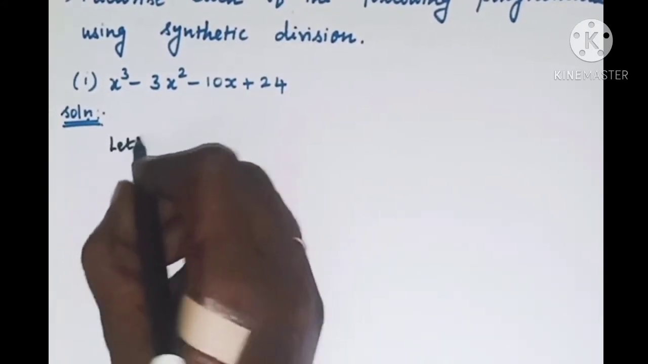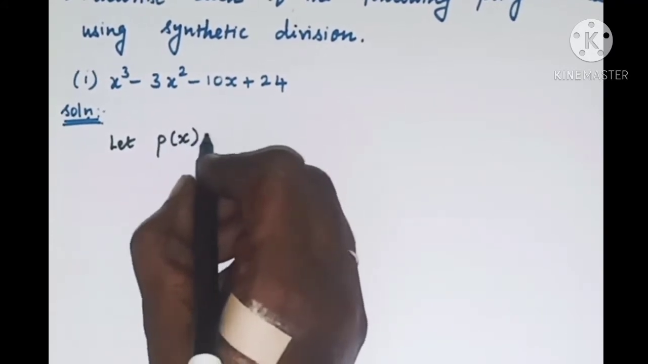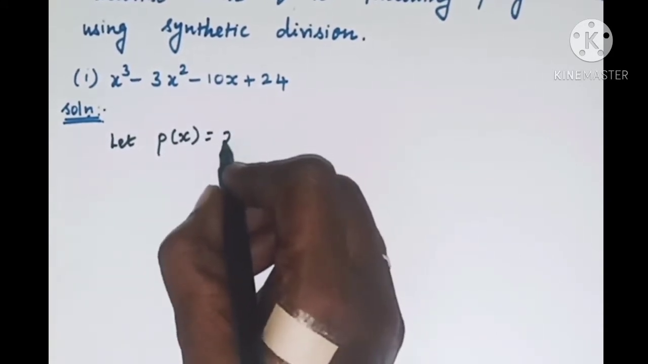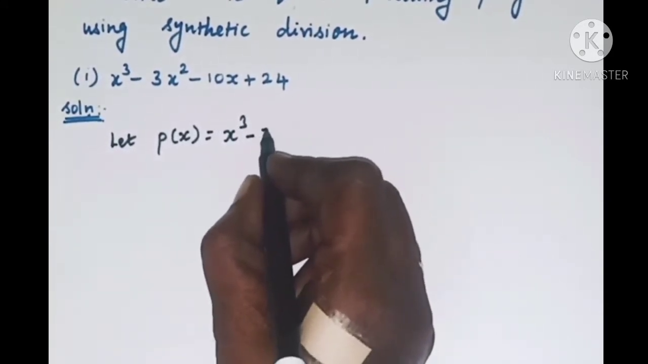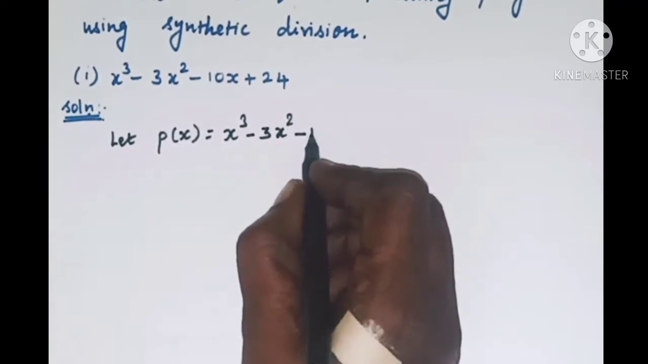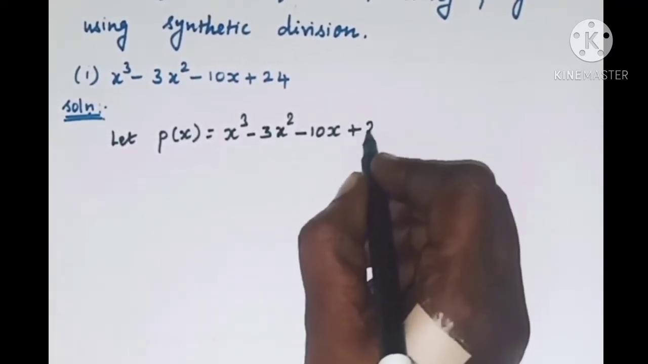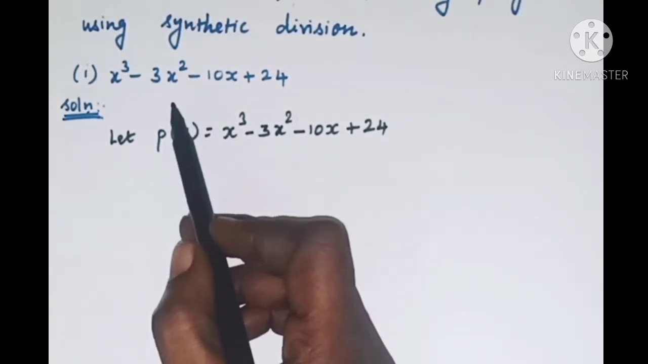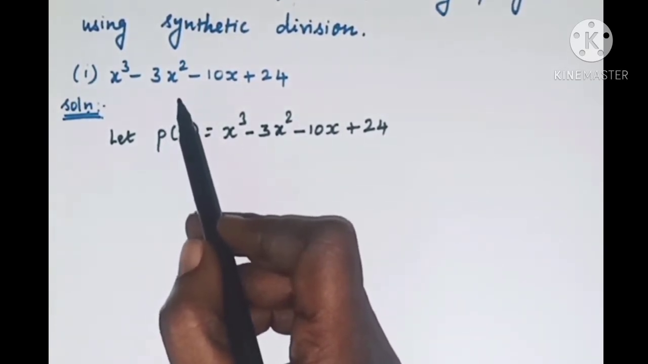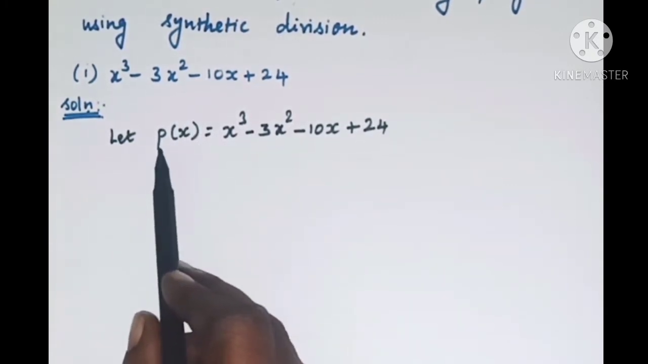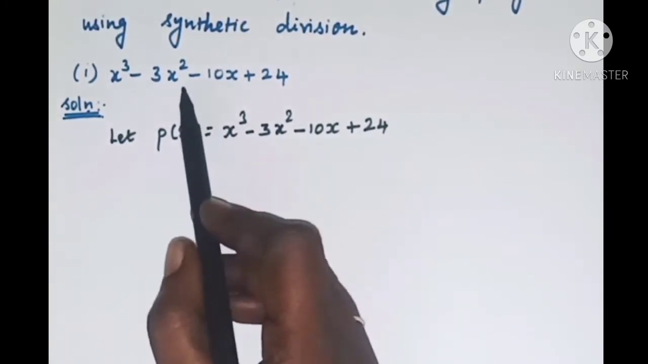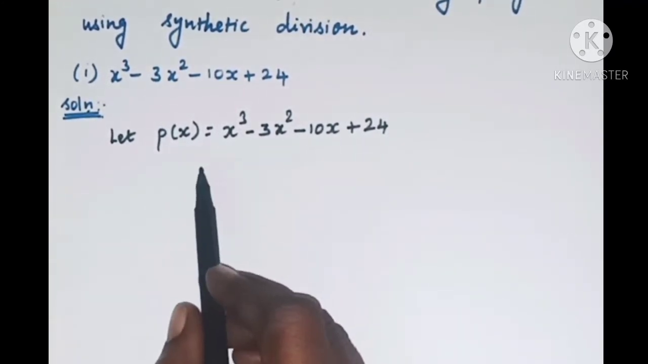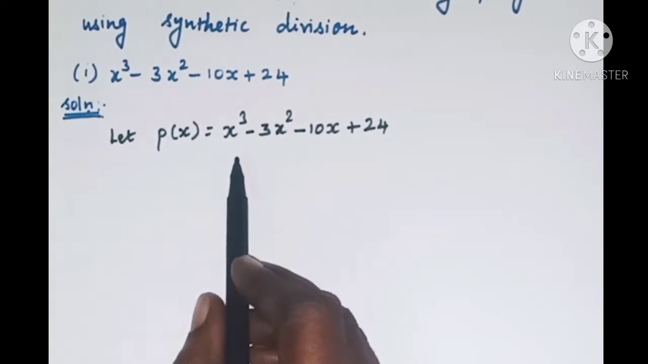Let P of x be equal to x cube minus 3x square minus 10x plus 24. Take this expression as P of x. Okay. Now we have to identify the divider.